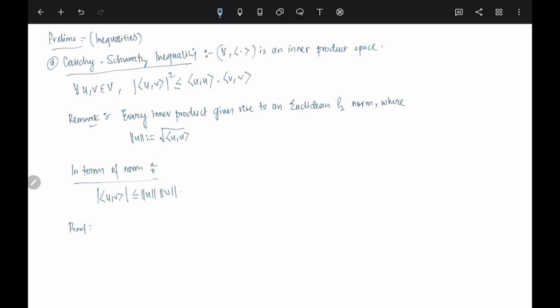First of all, u and v are any two vectors in a vector space. So I start with any u and v in V. It doesn't really matter which, any two arbitrary u and v. Let u and v be such that u equals lambda times v. What does that mean? It means that u and v are linearly dependent.